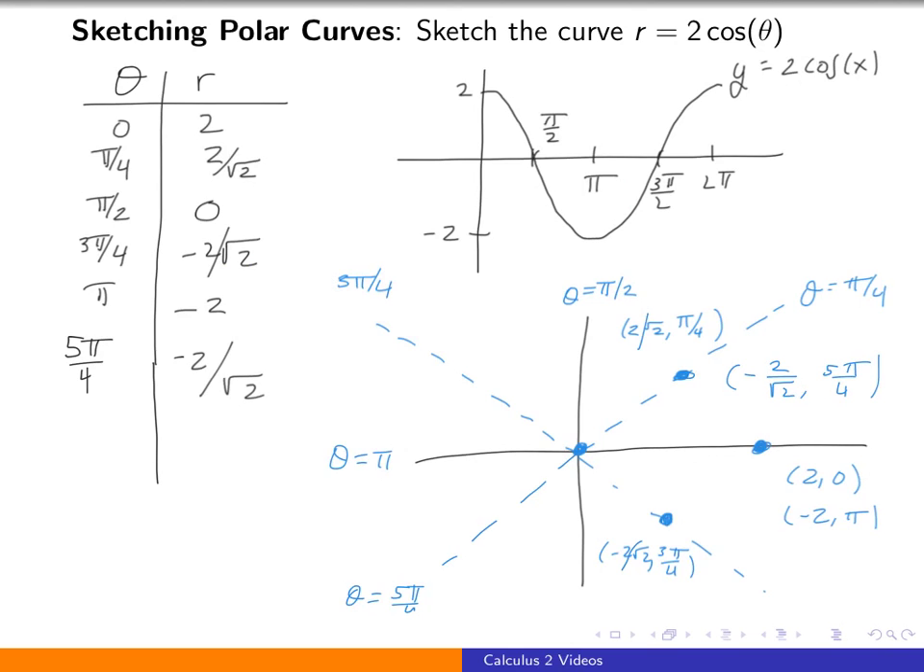If you keep going around, you'll see that you just end up repeating the curve as you go from pi to 2 pi. So what we end up with is something that looks like this. It should be a circle. And it is a circle, and one could actually, much like one of our previous problems, convert this into its corresponding Cartesian equation.